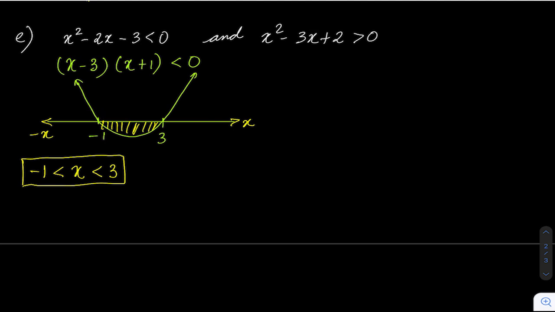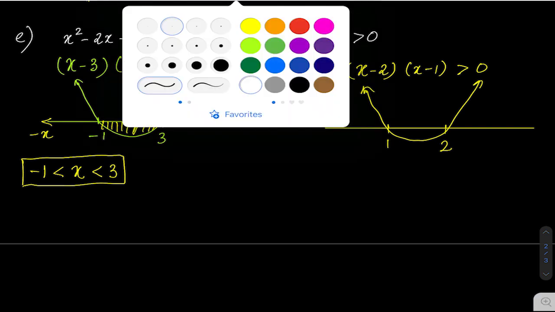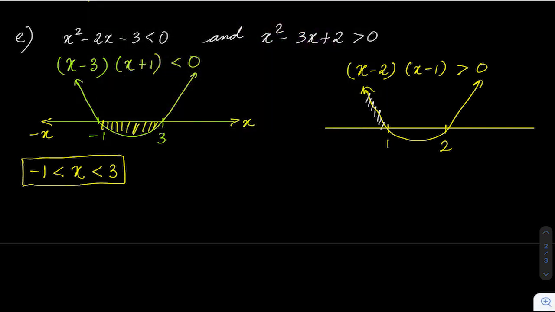Let's try the second quadratic. The roots are 1 and 2, and it is greater than 0. So 1, 2, and the quadratic is like this, and it says greater than. Greater than means this part. I'm interested in this, which is x is less than 1 or x is greater than 2.